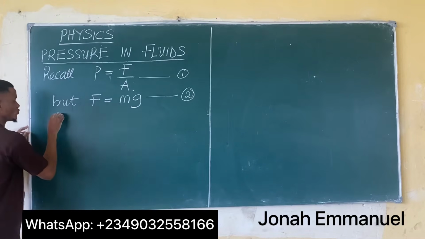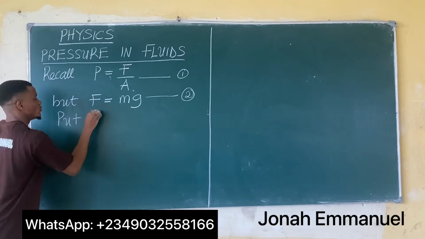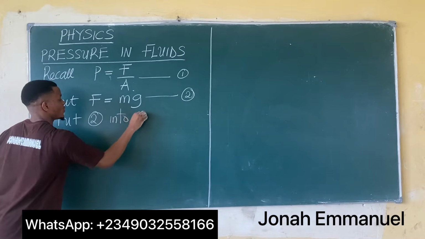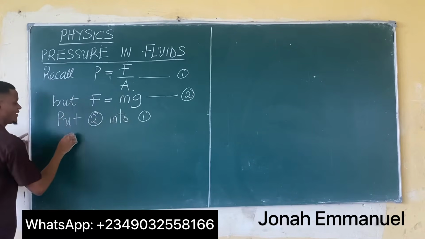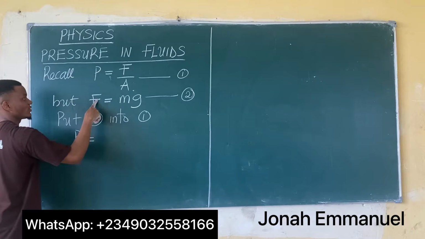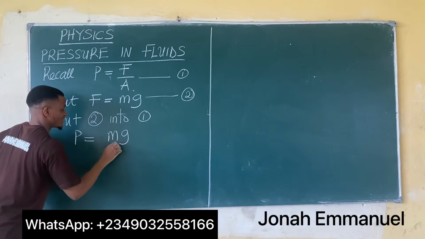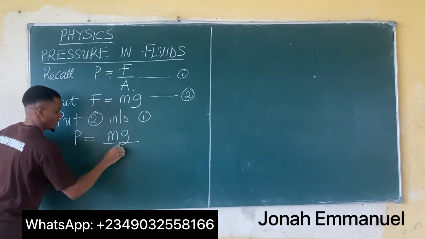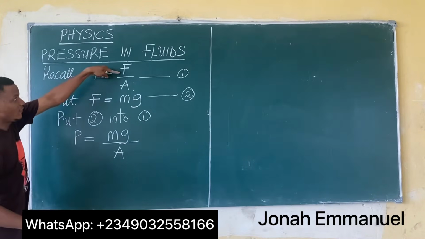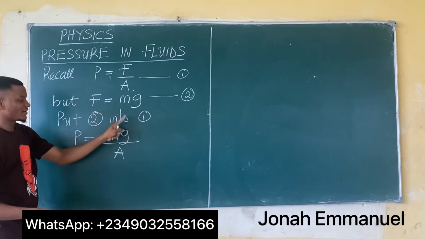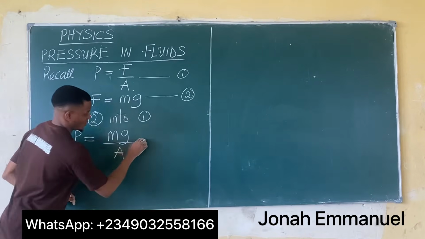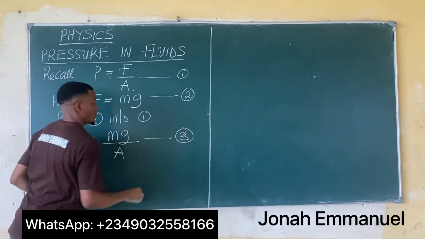If I put equation 2 into equation 1, what do I have? I have that pressure is equal to force. Force is mass times gravity. So it becomes mass times gravity all over what there? Area. So I've replaced force by what? Mass and gravity. So I have this. You can call this equation 3.